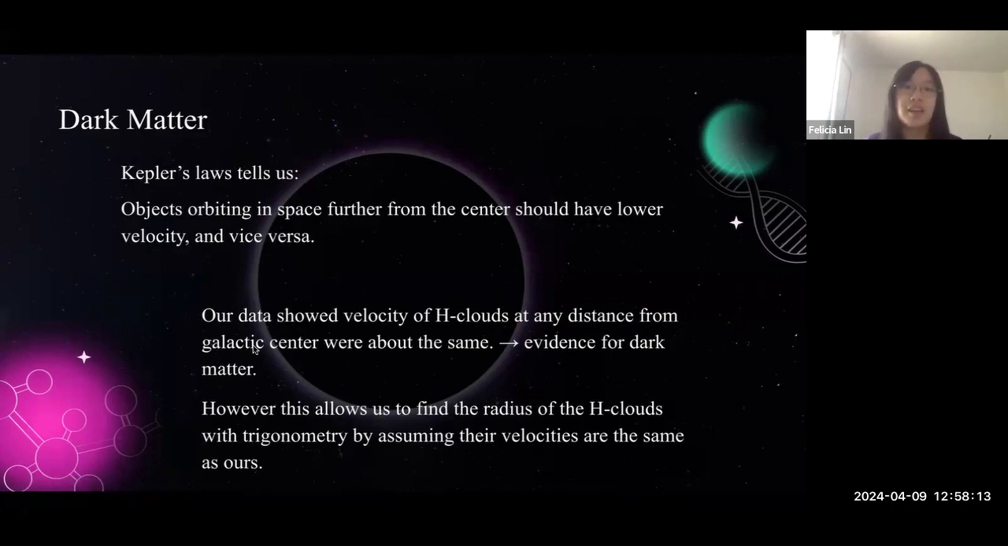However, this phenomenon allows us to assume that every hydrogen cloud's true velocity is around the same as our own velocity, which is a known value. And we could use this value to do trigonometry to figure out the actual distances of these hydrogens from the galactic center.